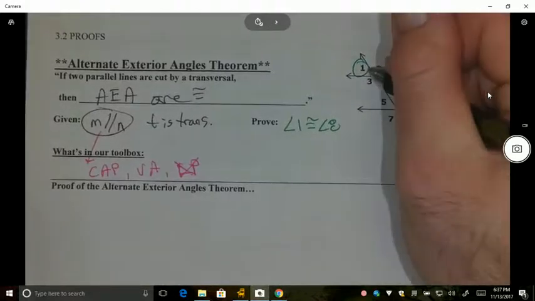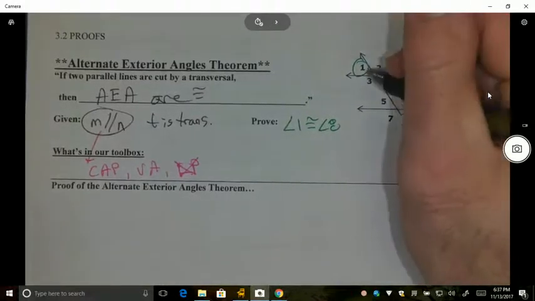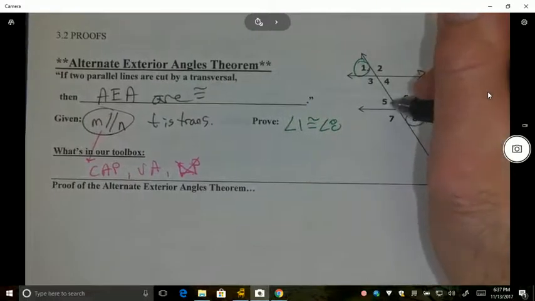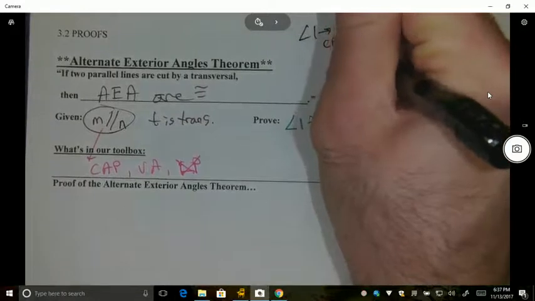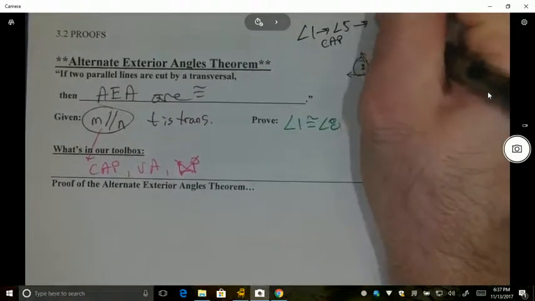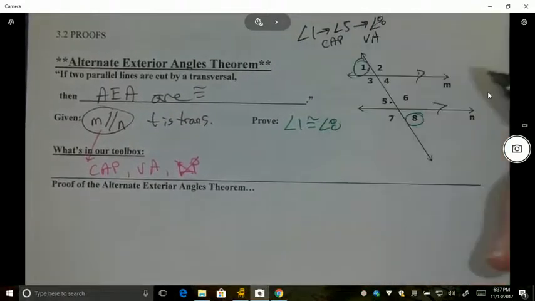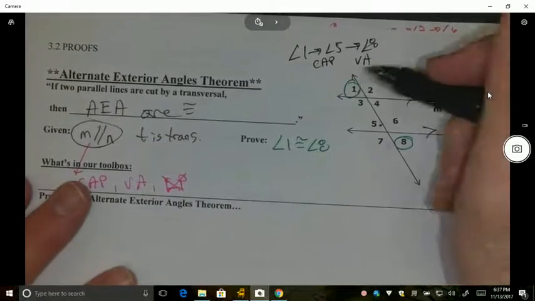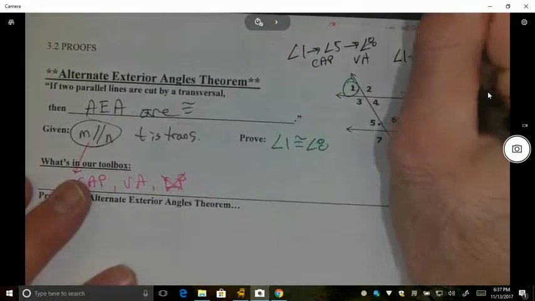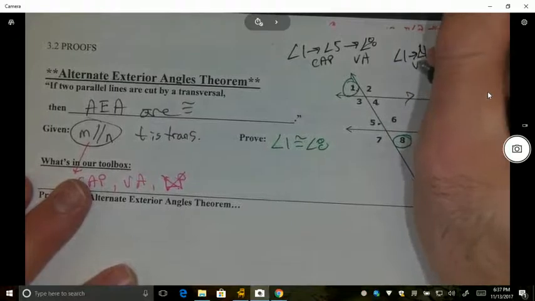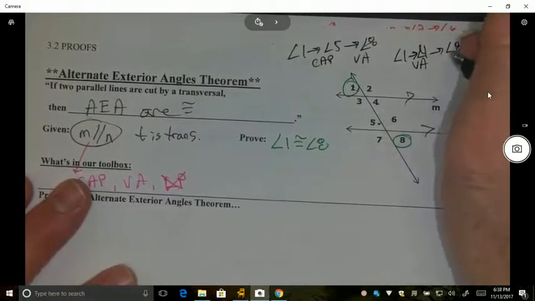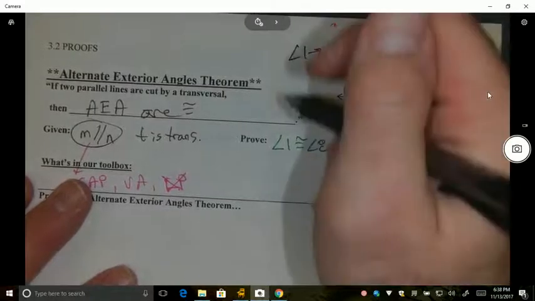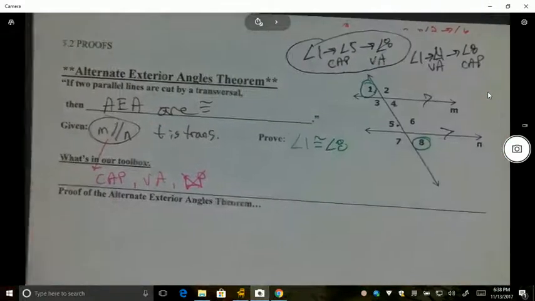If I'm starting at angle 1, some of you said, well, why don't you go from 1 to 5 using the corresponding angles? That would work. And then 5 goes to 8 using vertical angles. I could also go from 1 to 4 using vertical angles, and 4 to 8 using corresponding angles. I'm going to choose the first path this time.